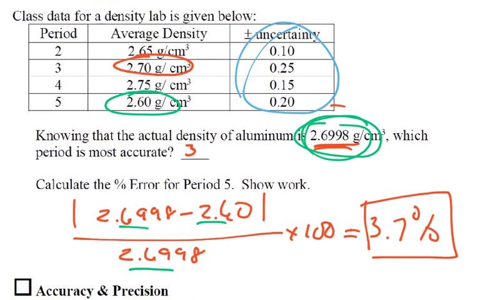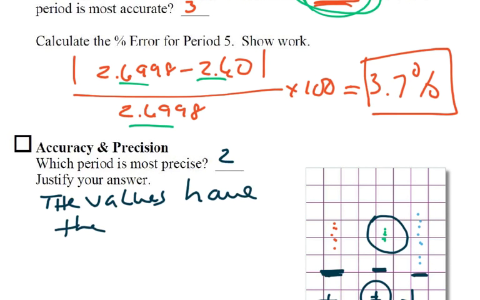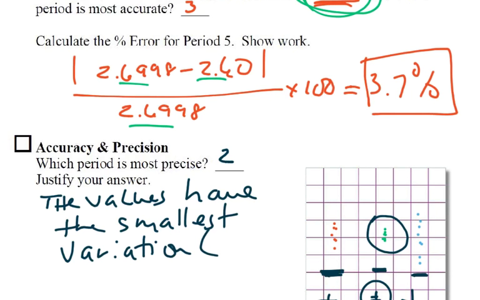So of these periods, who's the most precise? That one is the 0.1. So period 2 is the most precise. And the reason is the values have the smallest variation, and that is shown by the plus or minus value. And that's the quick check.